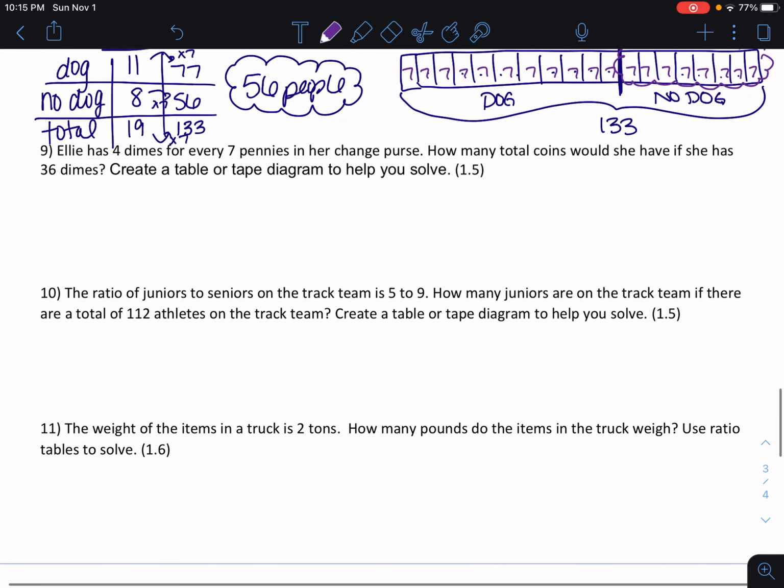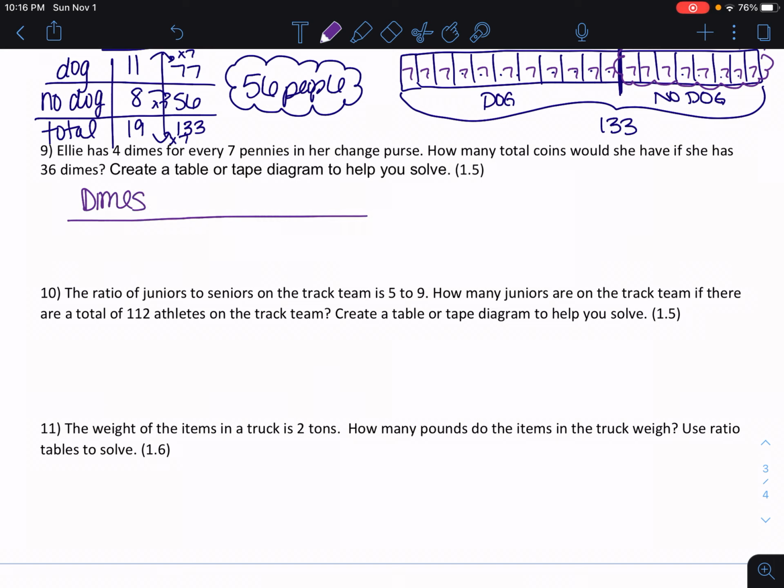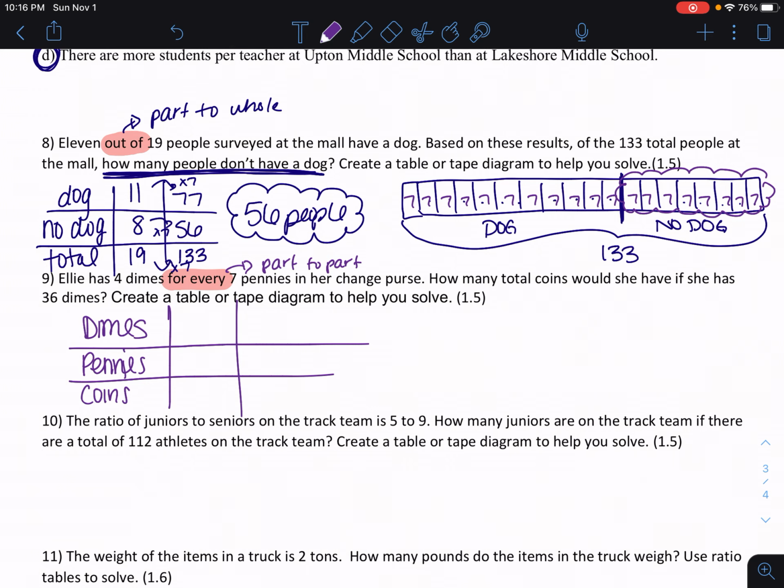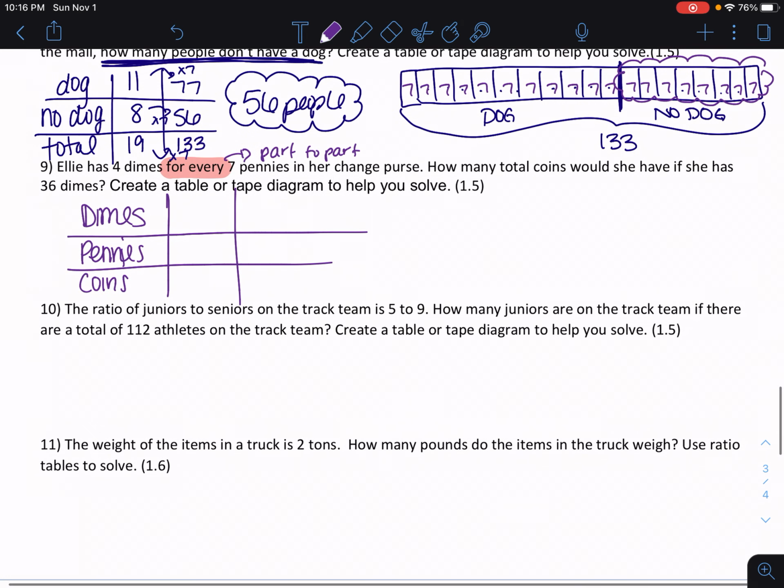So number 9 says Ellie has 4 dimes for every 7 pennies in her change purse. So I've got dimes, pennies, and coins. This for every is your part to part. So up here, out of meant part to whole. For every means part to part. So 4 dimes for every 7 pennies, which means there's 11 coins total.